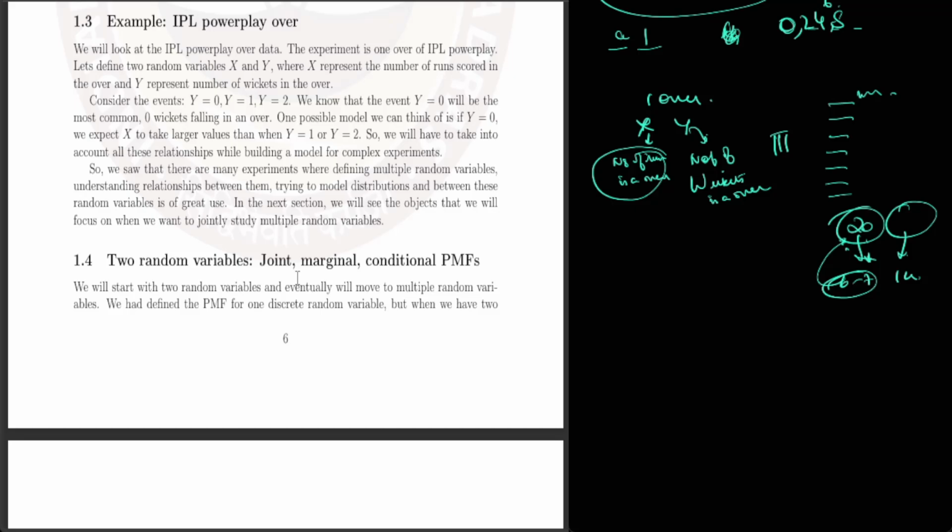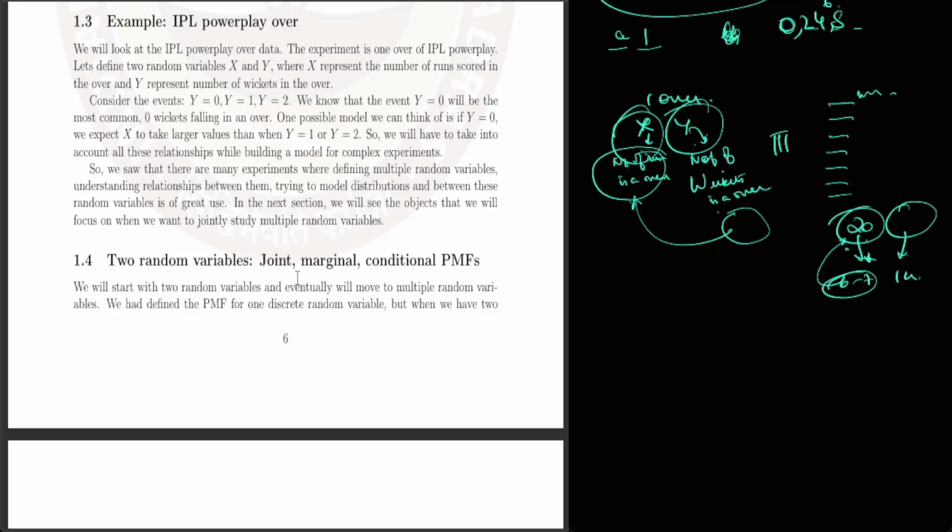So we saw that there are many experiments where defining multiple random variables, understanding relations between them, and trying to model distributions between these random variables is of great use. What we are saying is that there is a relation between X and Y. We have defined multiple random variables. If more wickets are falling in an over, then the runs scored in that over are generally less, unless it may be the last over or something like that, or some good player comes and starts hitting.